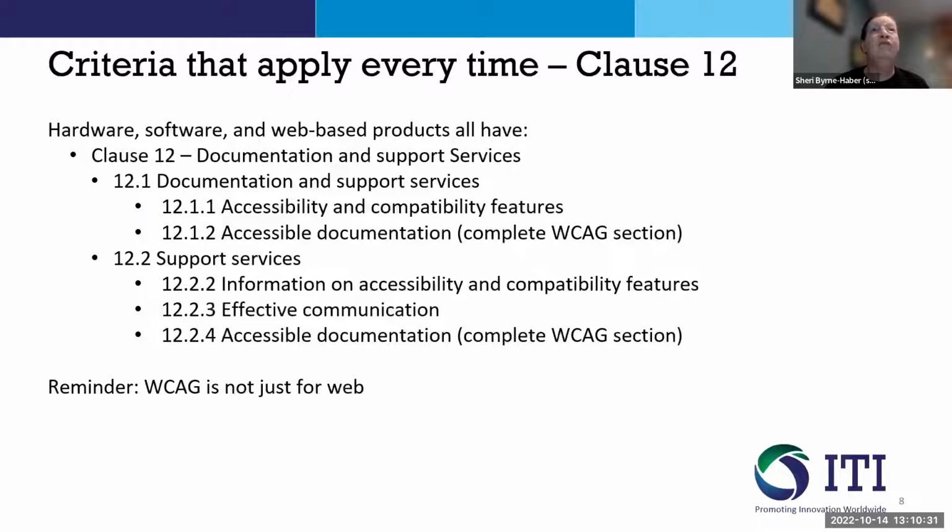So clause 12 is one of the ones that has to be completed all the time, documentation and support services. And the criteria break down into 12.1, which is generically documentation and support services. 12.1.1 is accessibility and compatibility features. 12.1.2 is accessible documentation. Under support services, you have 12.2.2, which is information on accessibility and compatibility features.